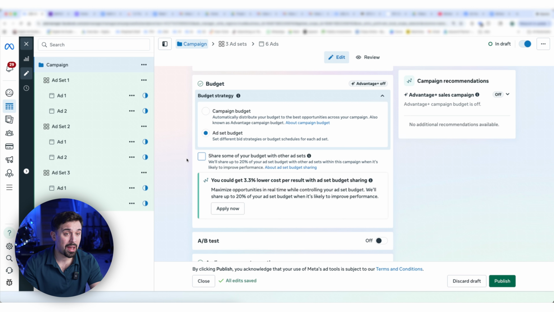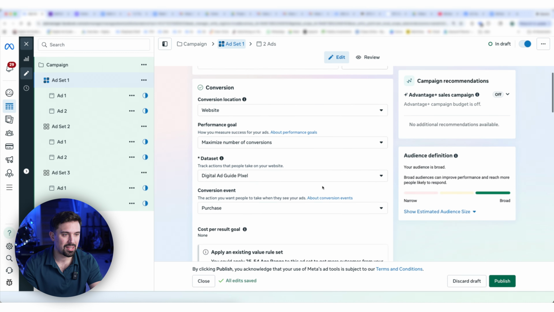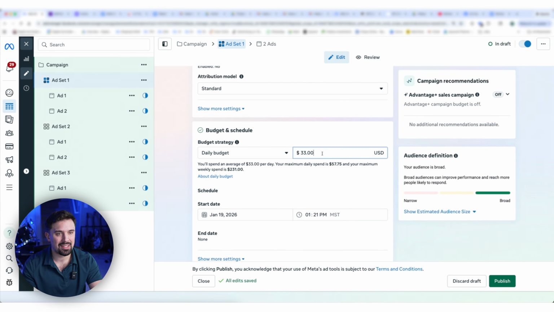So when I do ad set budgets, you're actually setting the budget at the ad set level. So instead of doing $100 at the top and letting Meta decide how much each one of these ad sets is going to get, you're actually telling Meta, okay, I want each one of these to spend $33, so it adds up to 100, right?